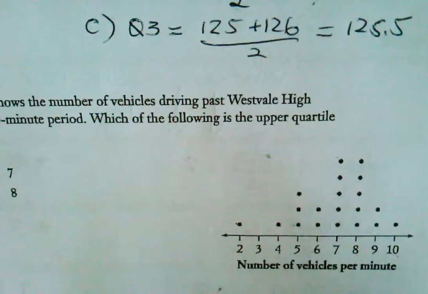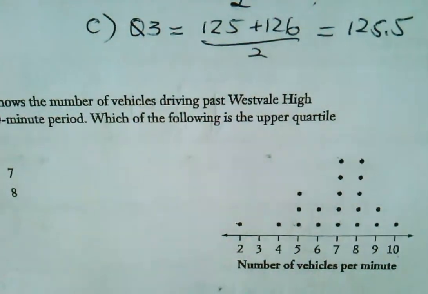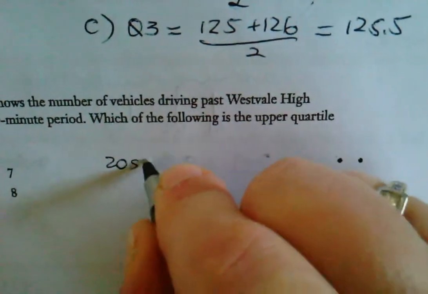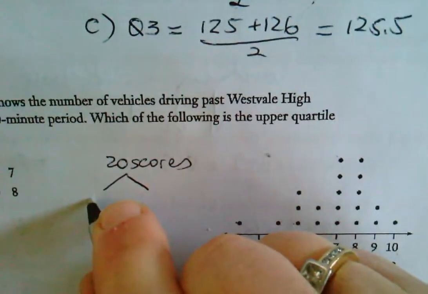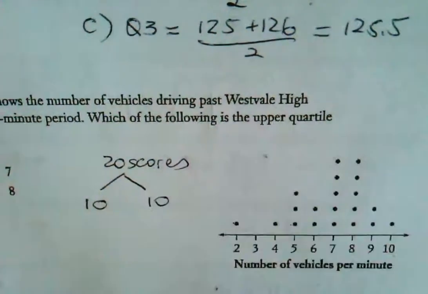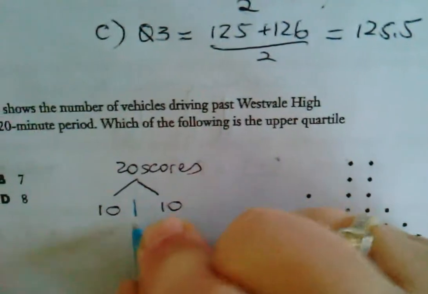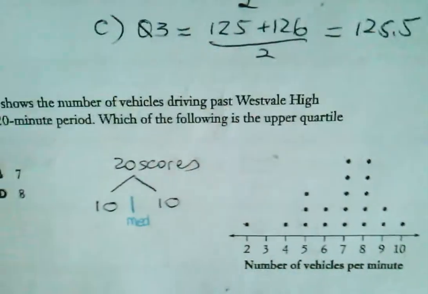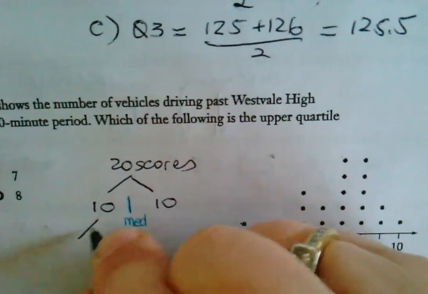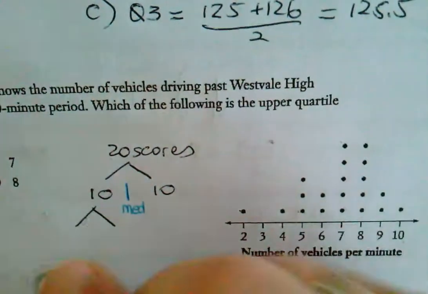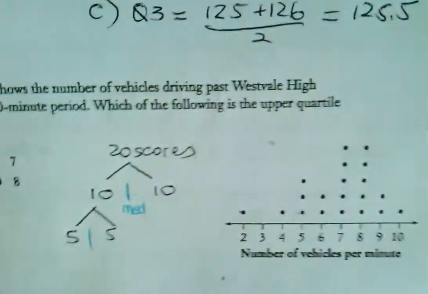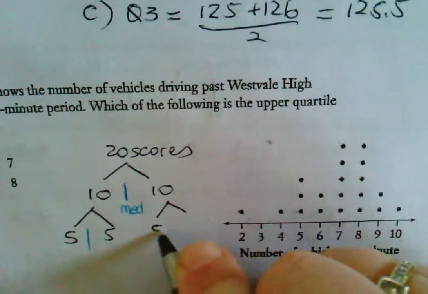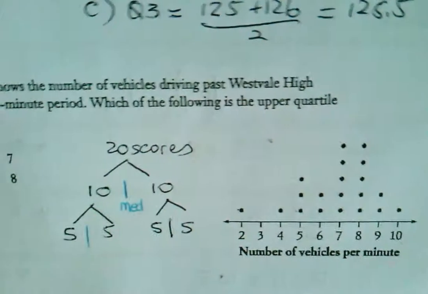Oh, but you can't do the upper quartile unless you've done the median and all that. So we've got 20 scores. So what do I do? Break it up in half. What do I write? 10 and 10. Put a line in the middle. That's my median. And then for the lower half of scores, I break that up and I write 5 and 5, and I put another line and I break it up again, the upper half, and I write 5 and 5.